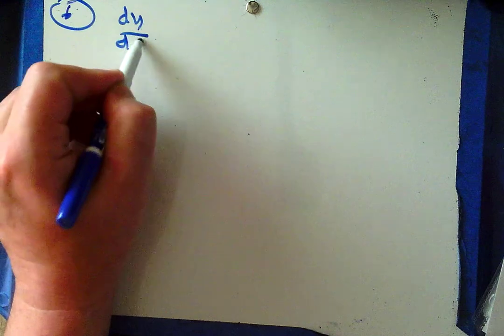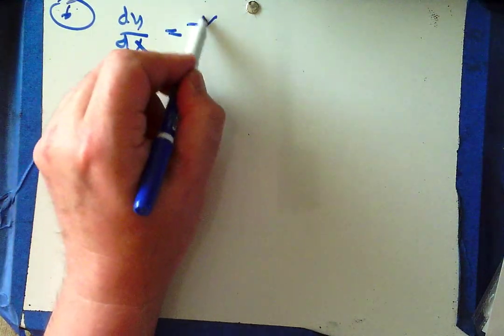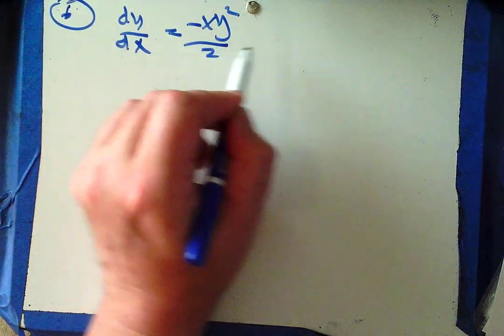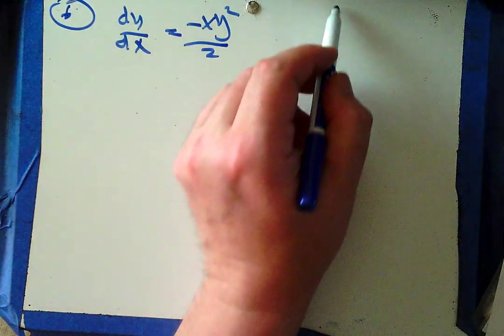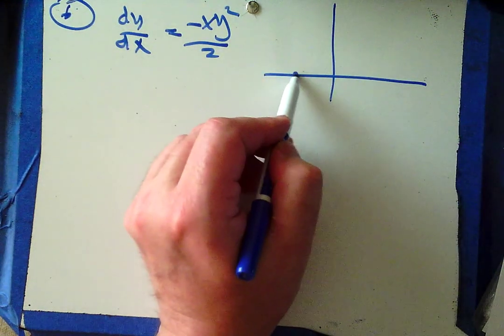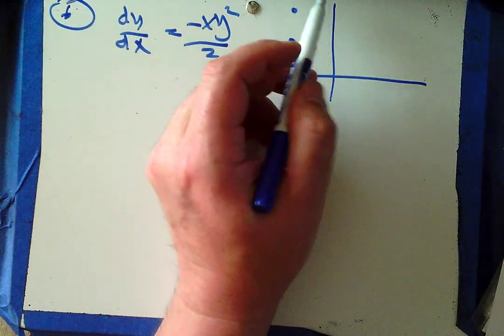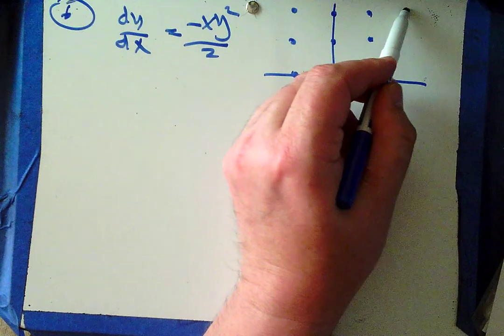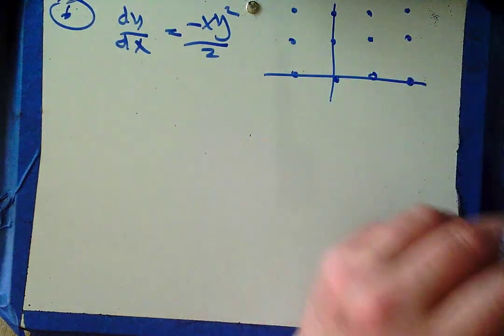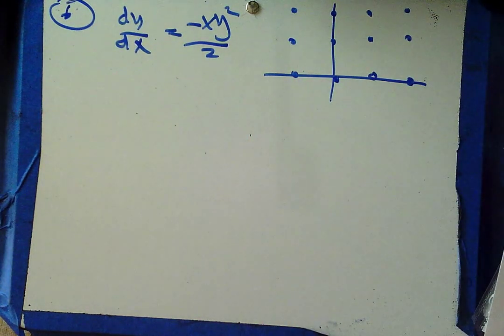Problem number 6. dy dx equals negative xy squared over 2. Part A, draw the slope field. Okay, let's take a look.